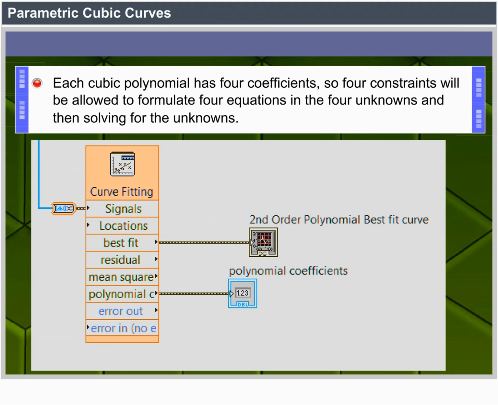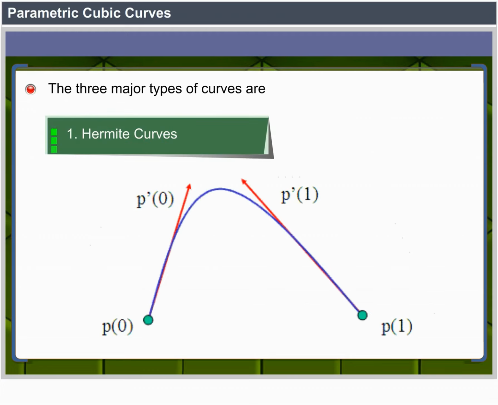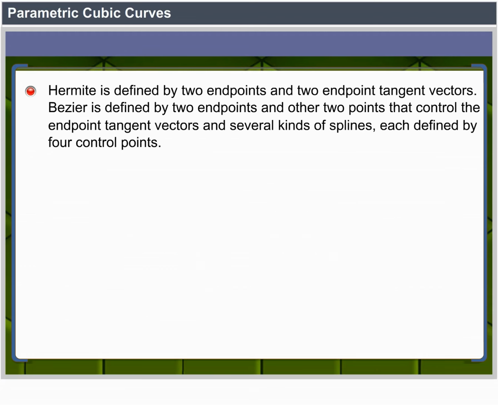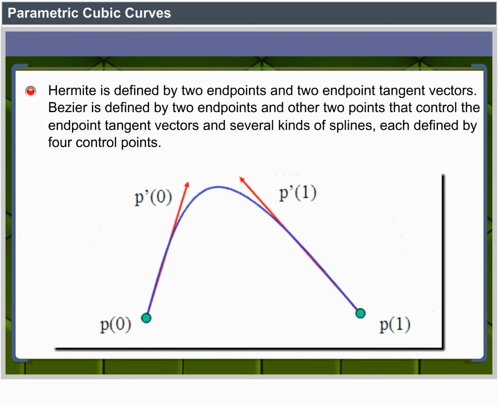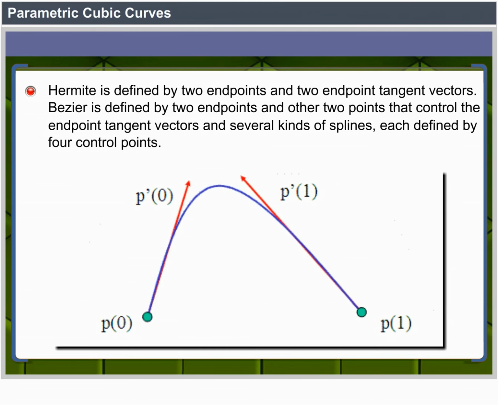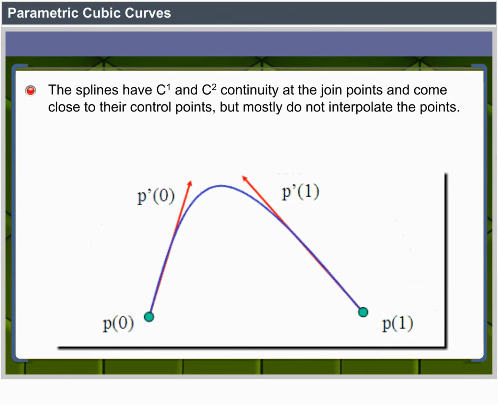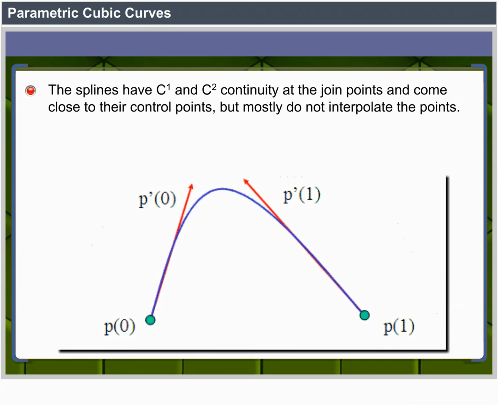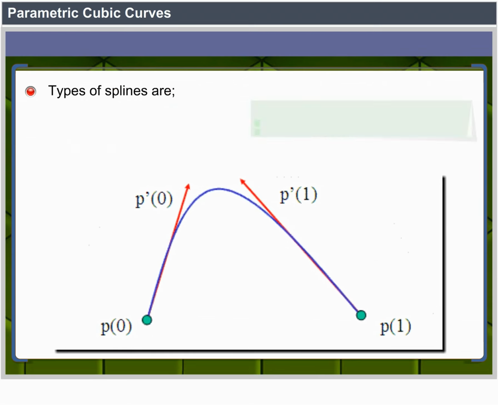The 3 major types of curves are Hermite curves, Bezier curves, and splines. Hermite curves are defined by 2 endpoints and 2 endpoint tangent vectors. Bezier curves are defined by 2 endpoints and 2 other points that control the endpoint tangent vectors. There are also several kinds of splines, each defined by 4 control points. The splines have C1 and C2 continuity at the joint points and come close to their control points, but generally do not interpolate the points. Types of splines are uniform B-splines, non-uniform B-splines, and beta splines.